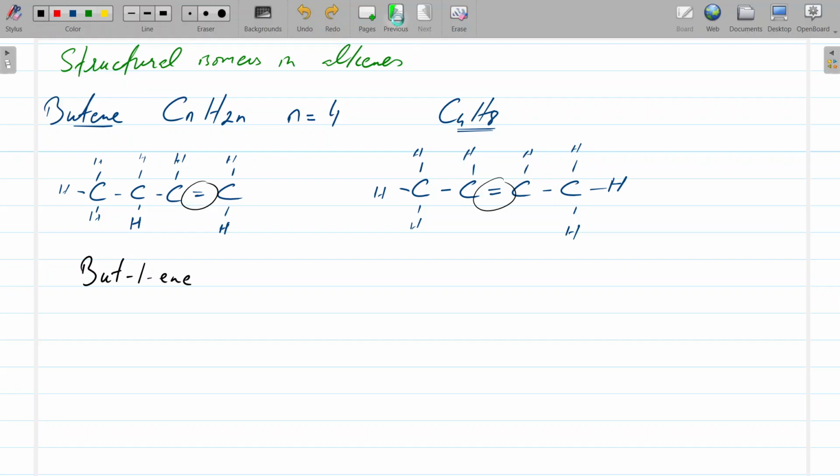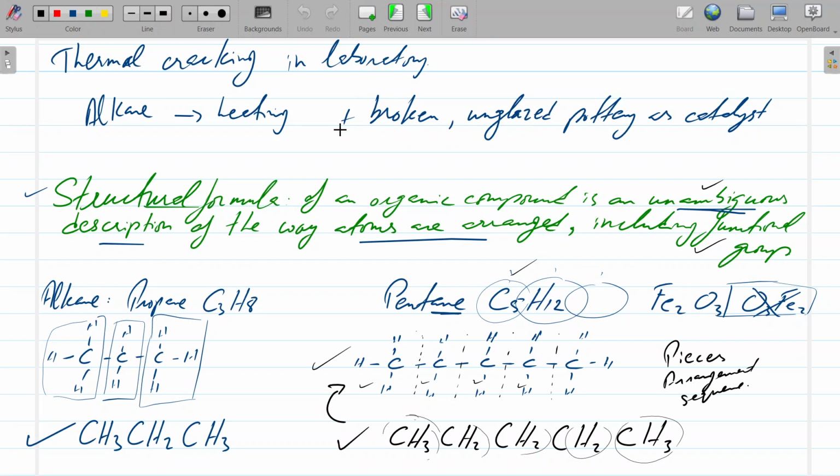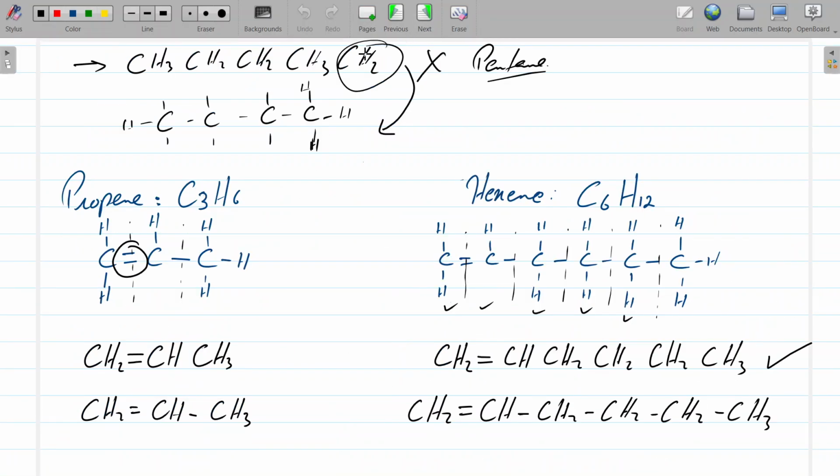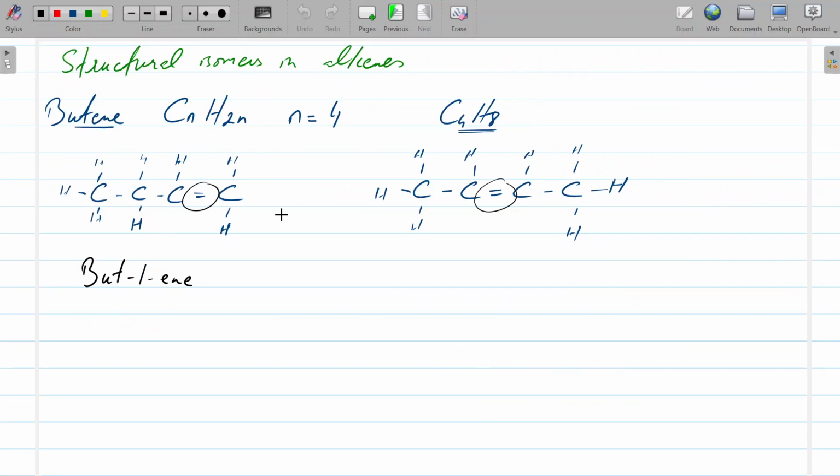When we talked about isomers with alkanes, they don't have a functional group, so technically you could start counting from anywhere. But when you have a functional group, and the double bond is the functional group for the alkenes, then you start counting from the carbon that is closest to the functional group. You could say, well, it's but-2-ene. Yeah, you could say that, but 1 is better, right? It's associated with the first carbon. So this is but-1-ene.